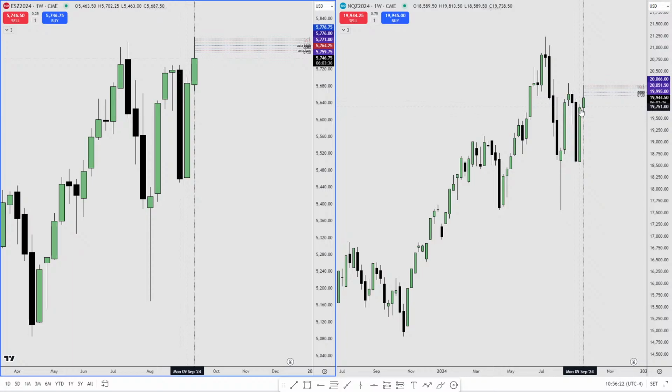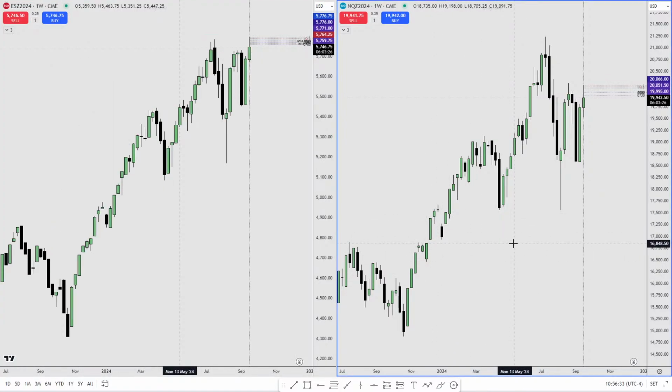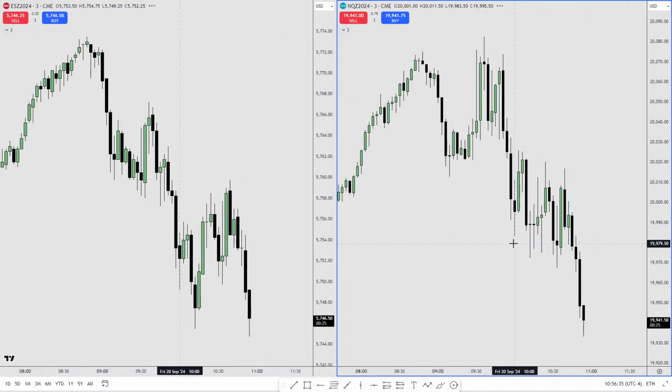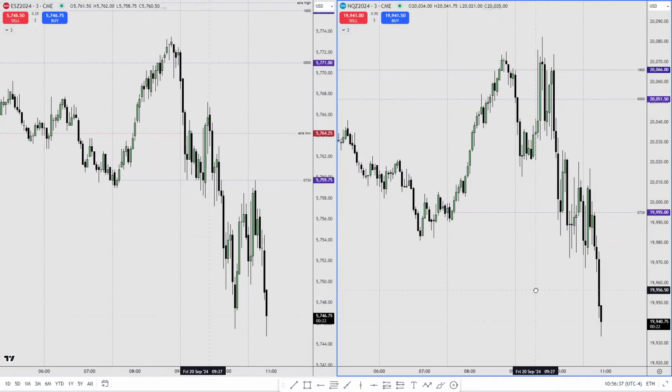And if we close back below, look at these lows down here, and then look at the amount of inefficiencies. But anyways, that's just a little bit too far-fetched. Okay, let's get back into the 3 minutes chart.